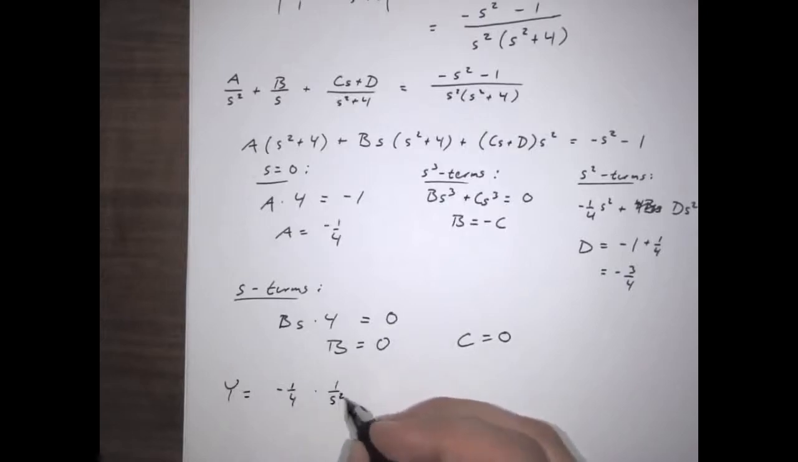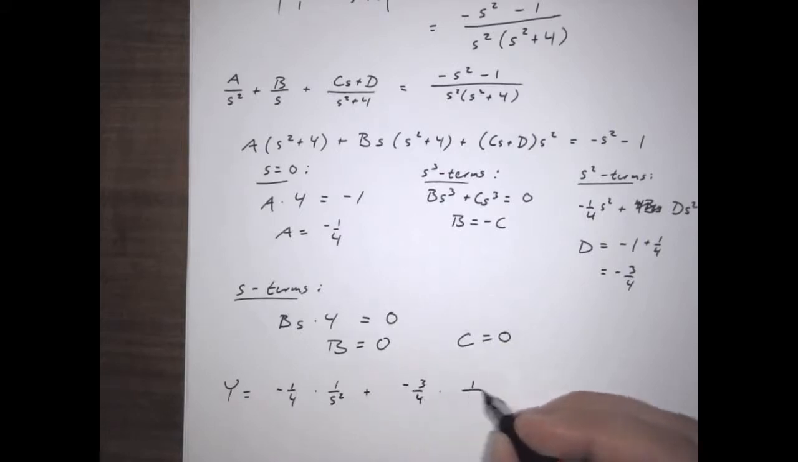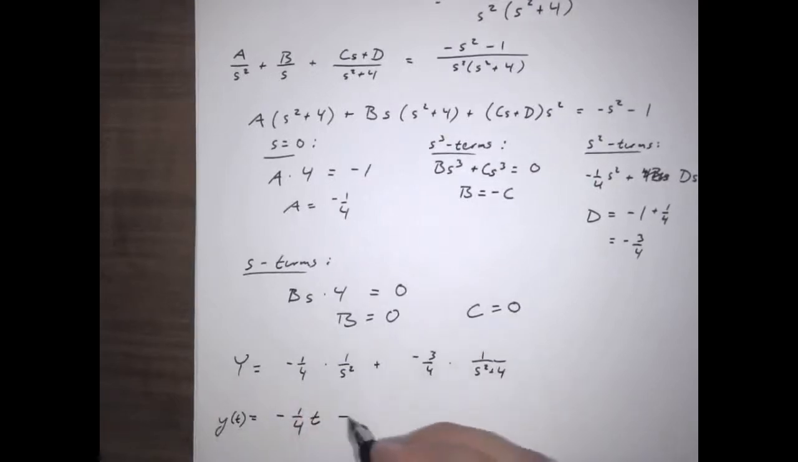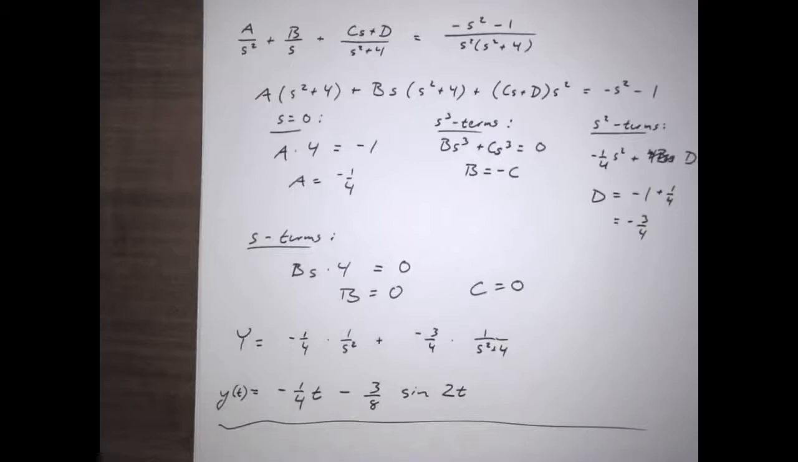times 1 over s squared plus, and then just the d is negative 3/4 times 1 over s squared plus 4, which means that we are going to have negative 1/4 t, so little y can be negative 1/4 t minus 3/8 sine 2t, because the Laplace transform of sine 2t would have a 2 up there, so I need to divide by an extra 2 to make it work. Alright, and that's how we do that.